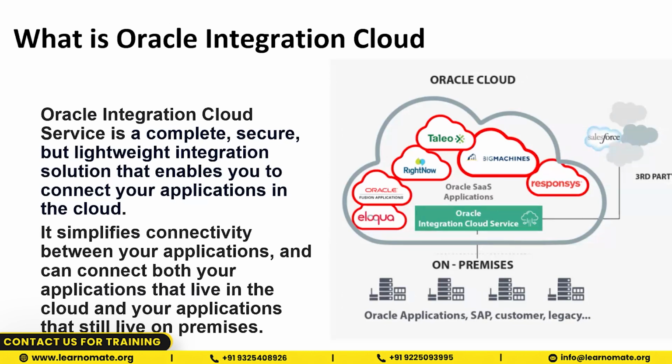So what is it? Oracle Integration Cloud Service is a complete, secure, but lightweight integration solution that enables you to connect your applications in the cloud. It simplifies connectivity between your applications and connects both your applications that live in the cloud and your applications that are still on-premise. This is the official definition we have from Oracle.